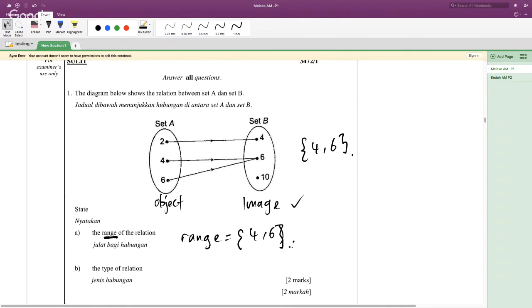For the type of relation, from 2 to 4 is considered one to one, but from 4 and 6 to 6, this one is considered many to one. This is called a many to one type of relation.